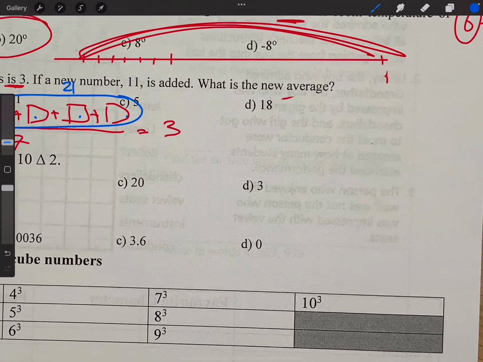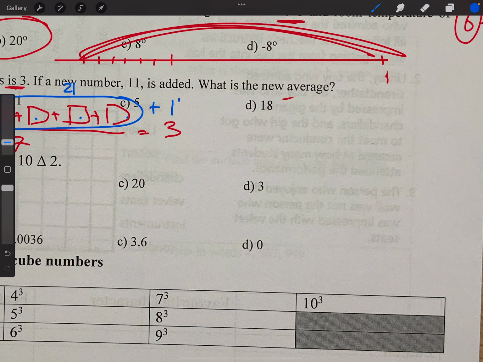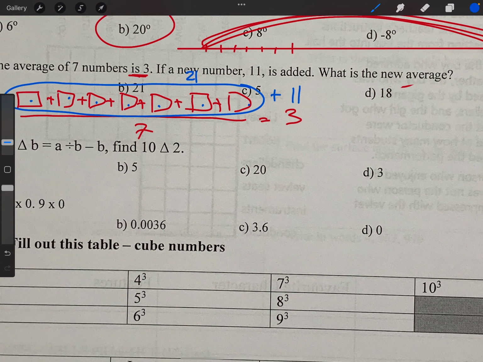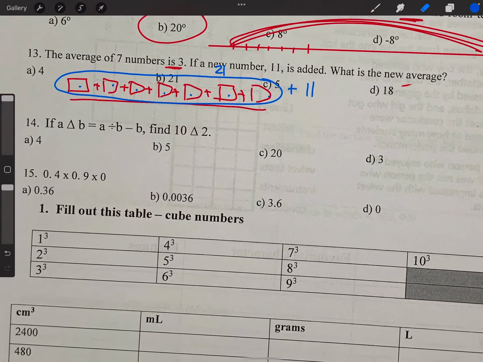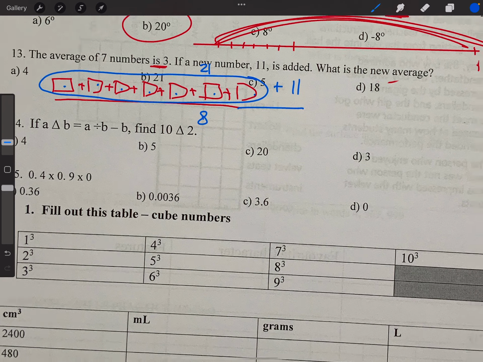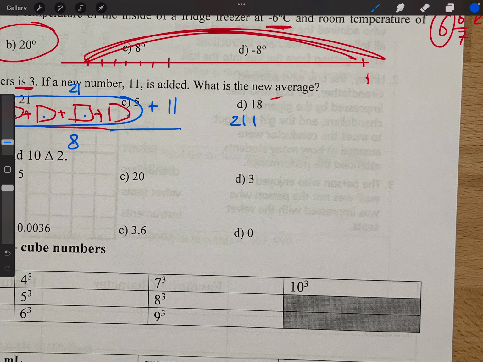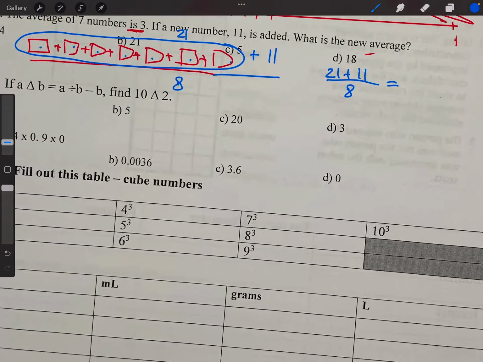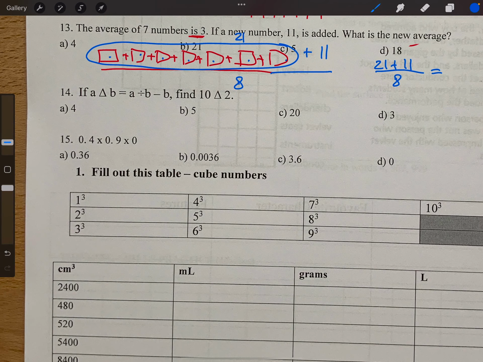Okay. So now we're going to add a new number, 11. Now what's the new average? Well, to find the new average, we add all of these numbers up. We have the 7 numbers plus the 8th number, which is 11. And then we divide by how many? There are 8 numbers now, so we divide by 8. So what is 21 plus 11 divided by 8? Actually, I'll let you do this by yourself. You can work that one out.